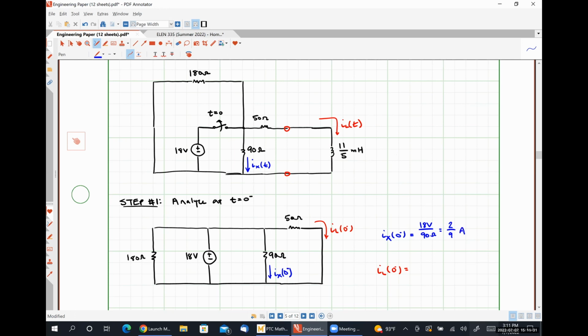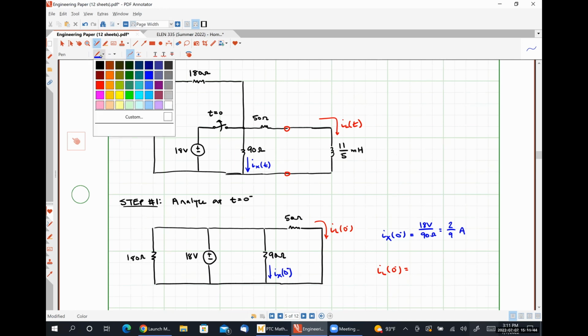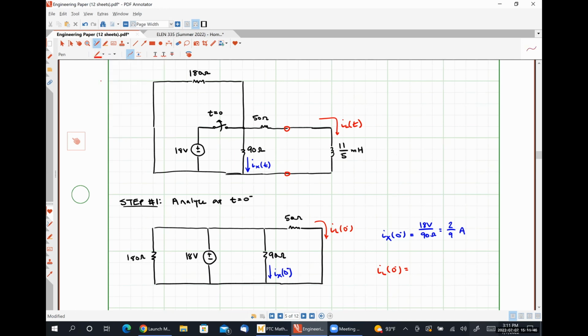How do we find our inductor current? Well, the inductor current is the same as the current that's flowing through the 50 ohm resistor. So that should just be 18 volts over 50 ohms, which is going to look like 9 over 25 amps.